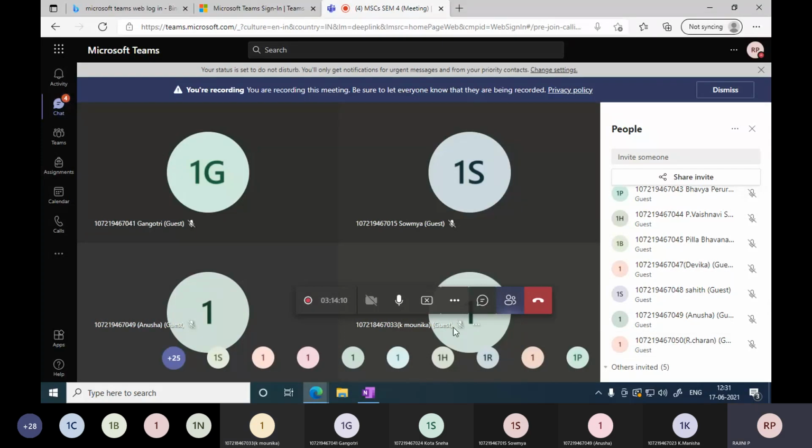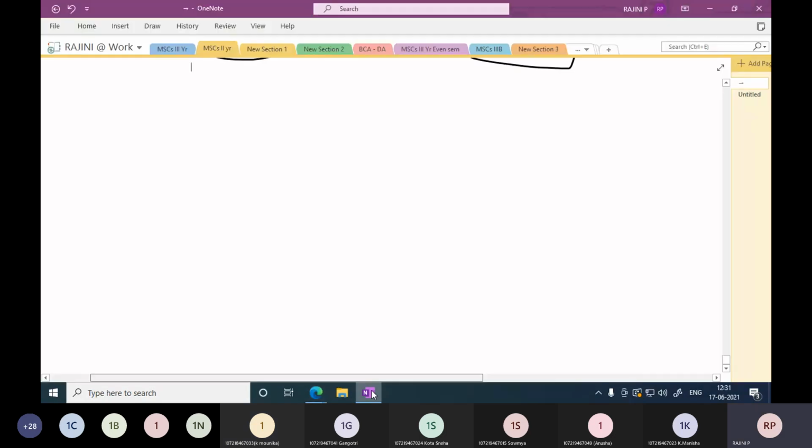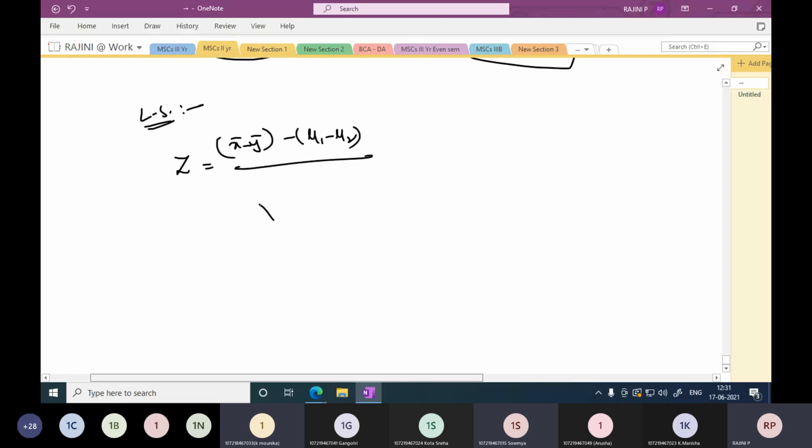Now tell me, in the large sample case, what is the difference of means test formula? Z is equal to X bar minus Y bar minus (mu1 minus mu2) divided by the root of sigma 1 square by n1 plus sigma 2 square by n2. Very good.